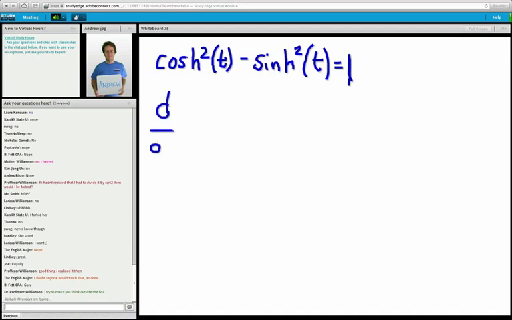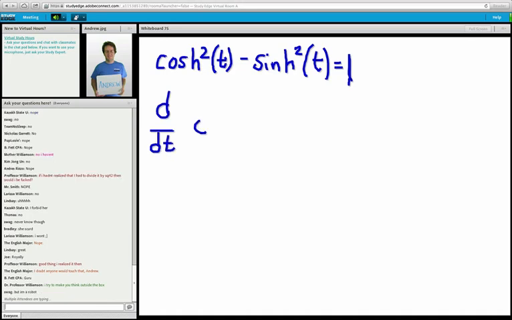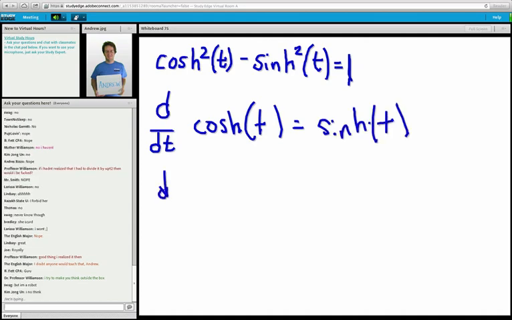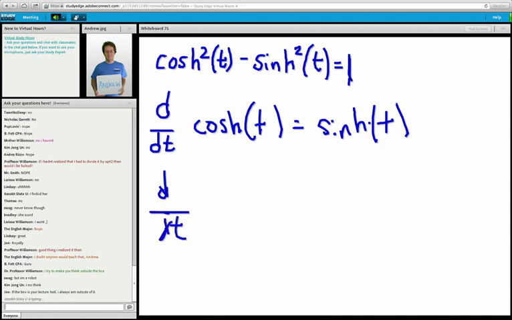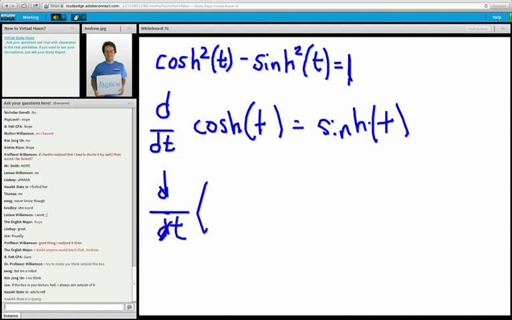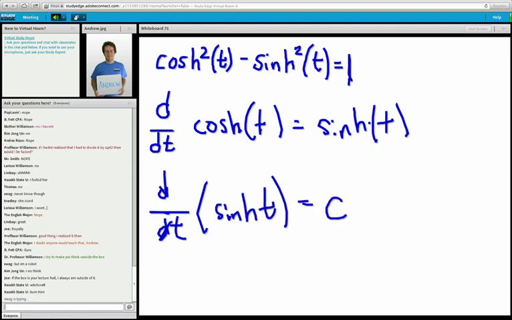Lastly, the derivative of cosh is sinh, and the derivative, okay, my browser's freaking out. The derivative of sinh is cosh.